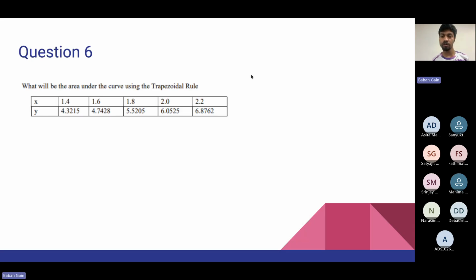Okay, so basically what we have to do is use this formula: h divided by 2, and y0 is the first point, y4 is the last point, and we have multiple points in between. Here h is basically the step size. Instead of h, you can also write b minus a divided by n. So these are equivalent actually.